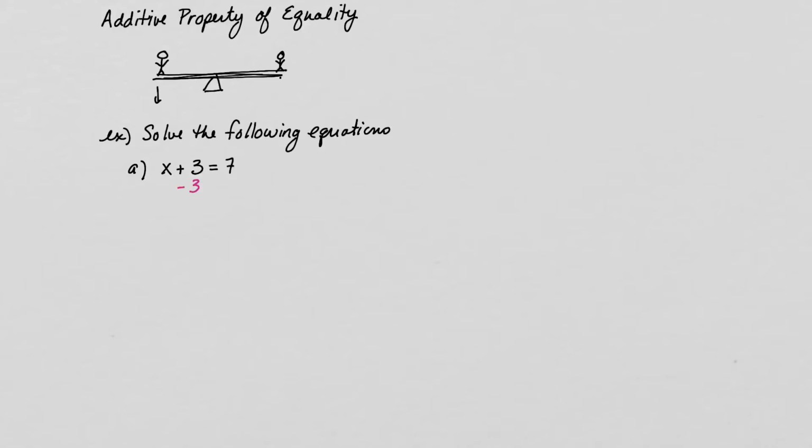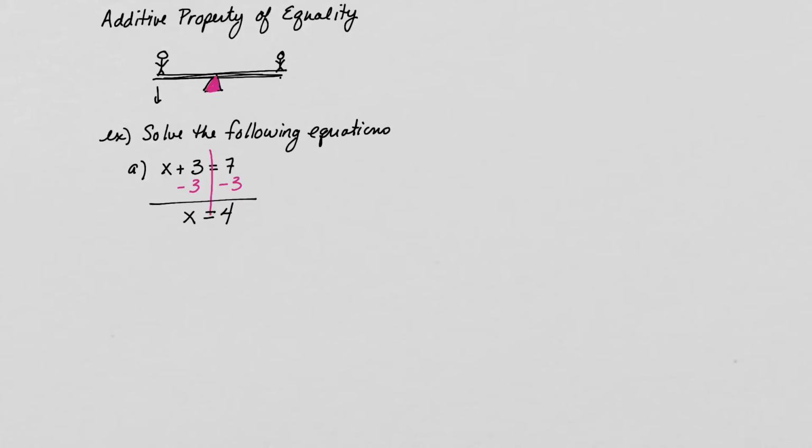But here's where my equal sign is. So if we think about my equal sign, it's kind of like this triangle up here in the seesaw. It's that middle point. So whatever we do on the left of the equal sign, we also have to do on the right of the equal sign. So I'm also going to subtract 3 on the right-hand side. And so now, the left-hand side, you're left with x. And on the right-hand side, 7 minus 3 would give you 4.